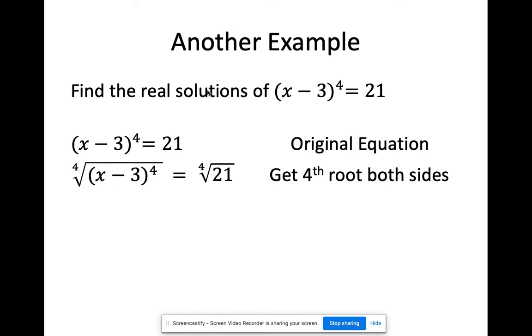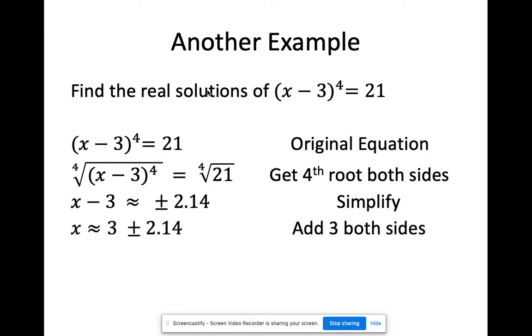While the fourth root of 21, just simply make an approximation, use your calculator. It's going to be plus and minus 2.14. Remember, it's even, so it's positive and negative. And then add 3 to both sides. So you have now 3 plus and minus 2.14. So you have now two answers. One with a plus and one with a minus.